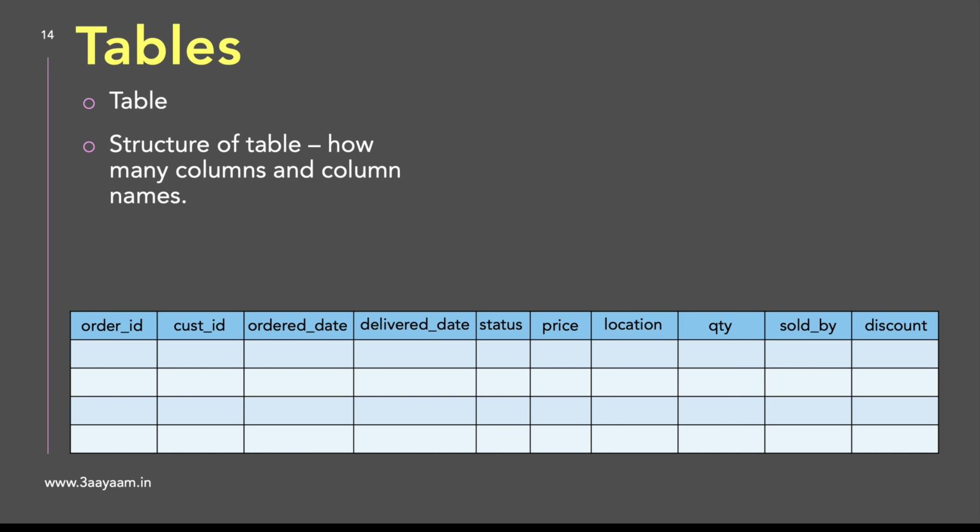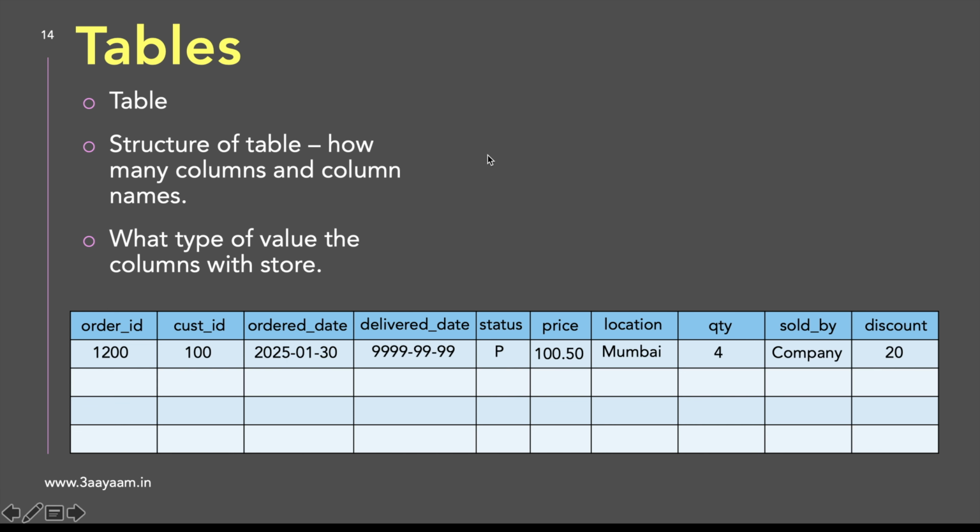Now after that, we should also mention what type of value the columns will store. Meaning if you look at ordered date and delivered date, it looks like they store date values, and the price is basically an amount. So obviously the price is different than date. Same is the case with order ID and customer ID. So let's say these are the values. This is the first row and this is the second row. Right. So the order ID has 1200 and 1400 as the value. Customer ID has 100 and 138.